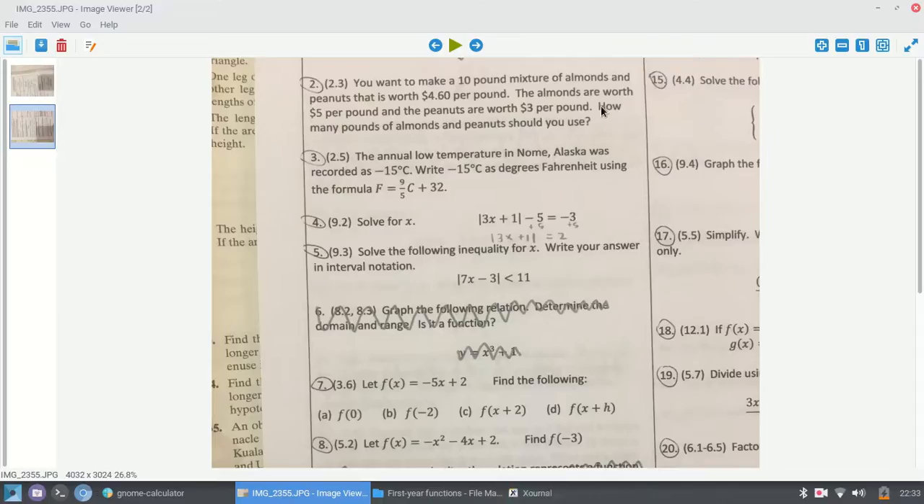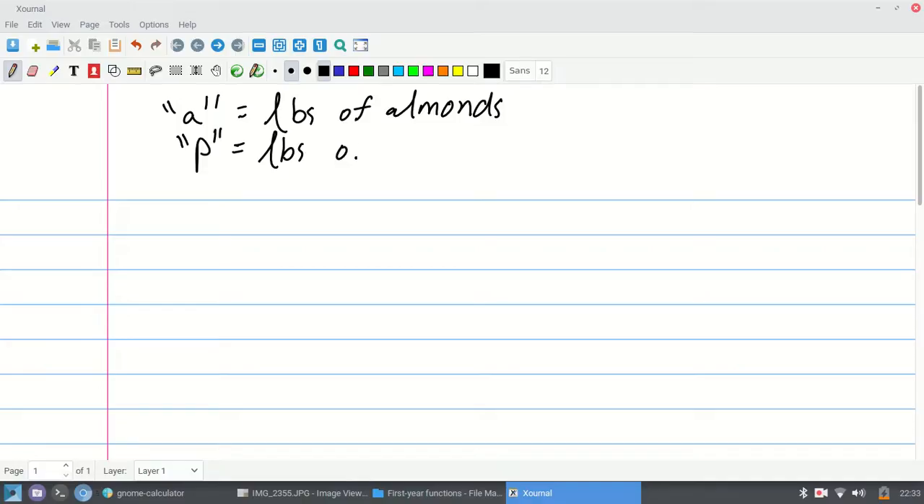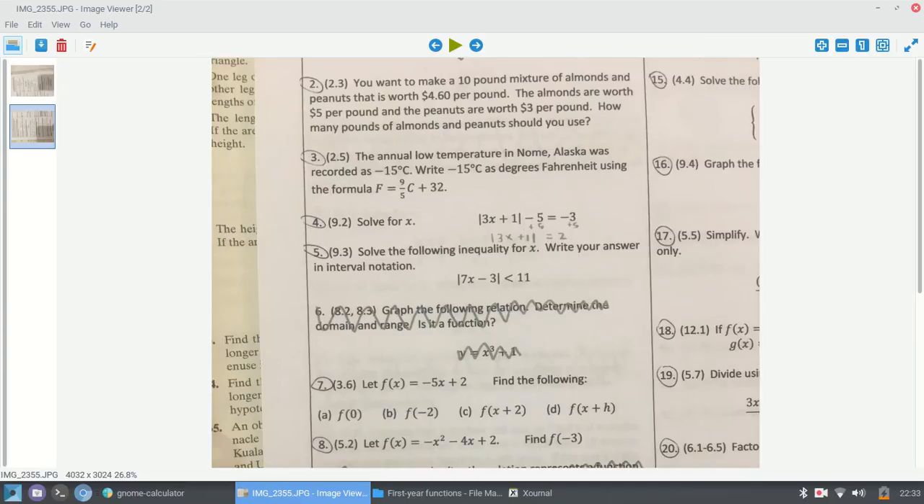Now, the hint for what to use for letters is shown at the very end of the question. It says, how many pounds of almonds and peanuts should you use? It's asking for pounds of almonds and pounds of peanuts, so you need two letters. I'm going to call one of them A, and that's the pounds of almonds. P is the pounds of peanuts.